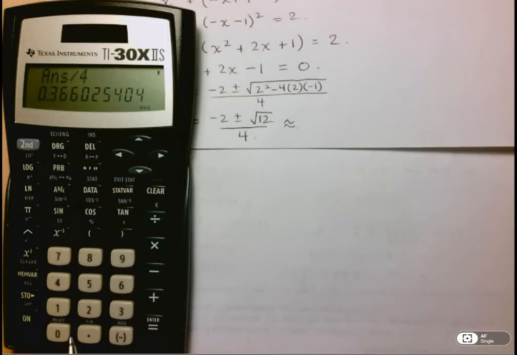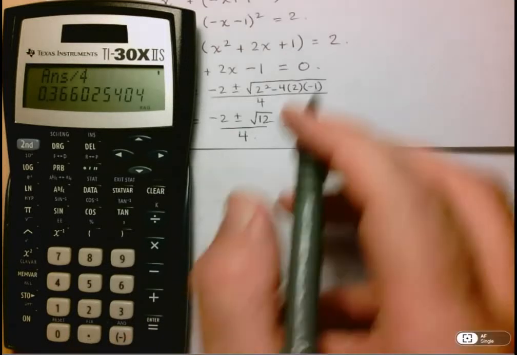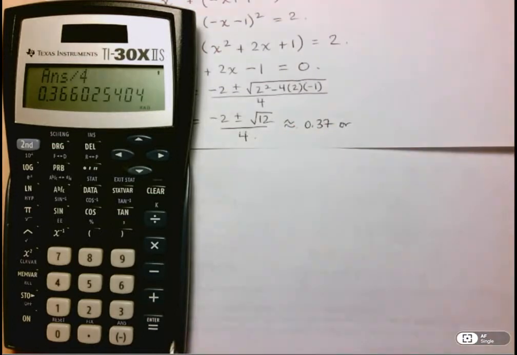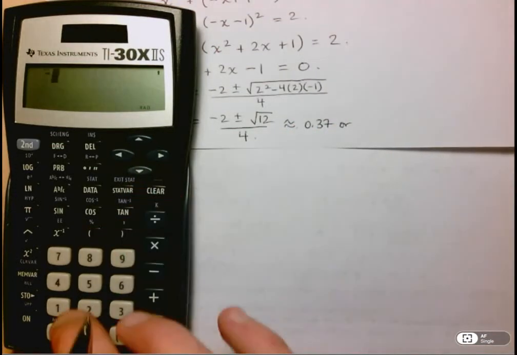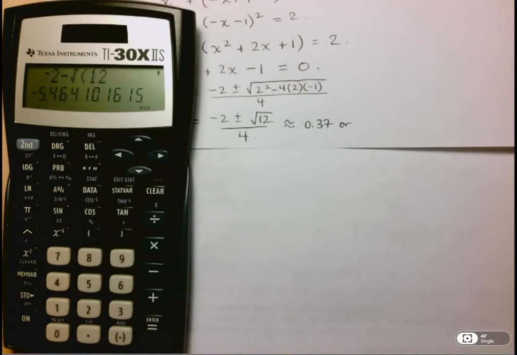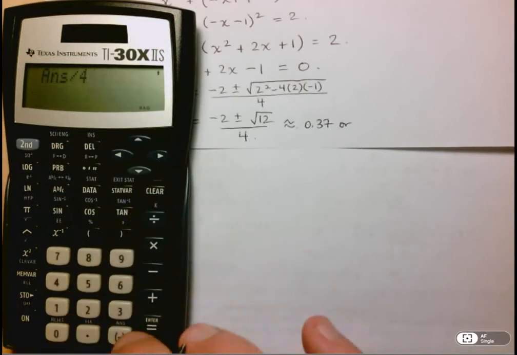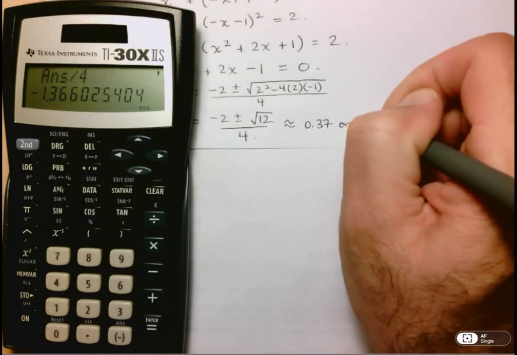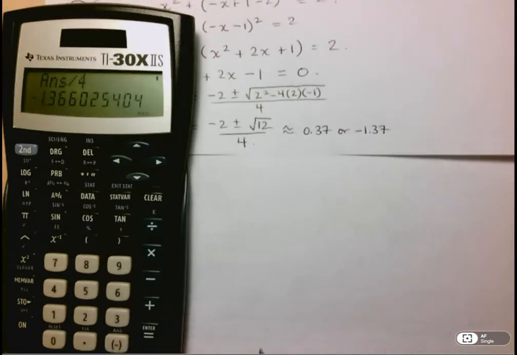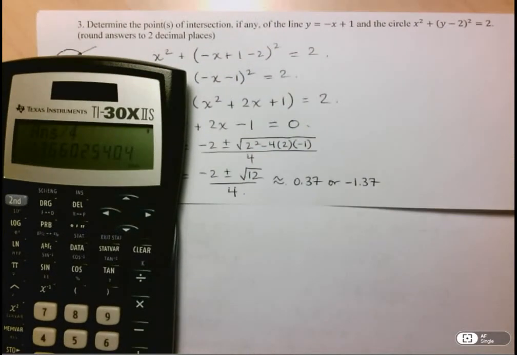We have negative 2 plus the square root of 12, divided by 4, and that's 0.37, I suppose. Our other option is negative 2 minus the square root of 12, divided by 4, and that's negative 1.37. So that means we have 2 points of intersection. Now we just have to find the y values.